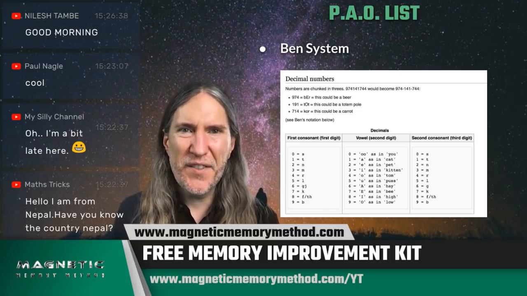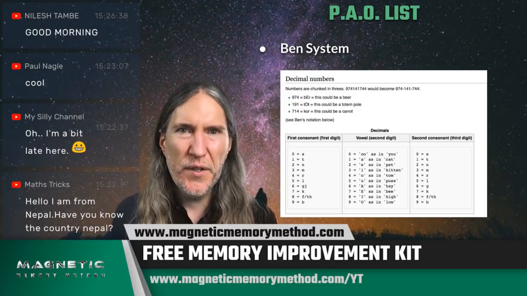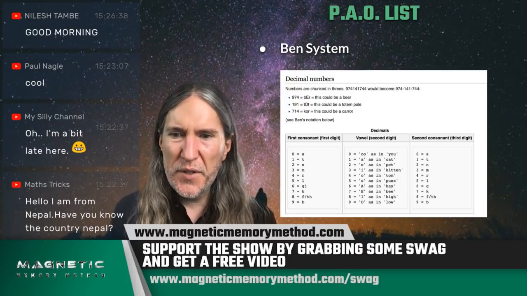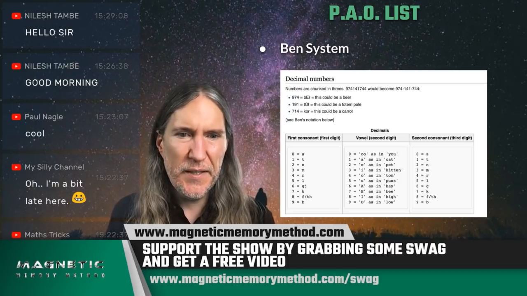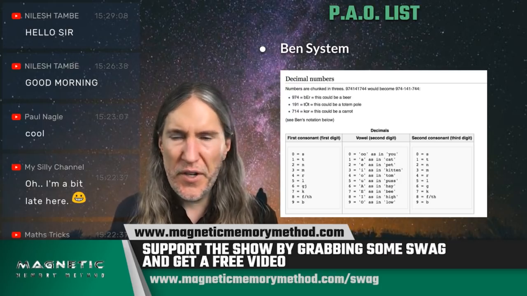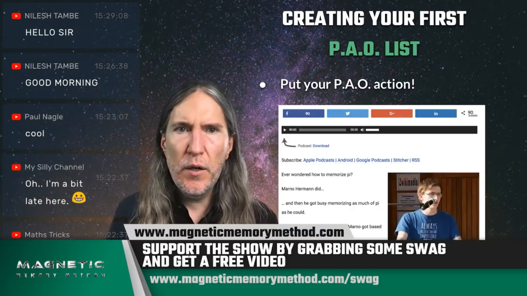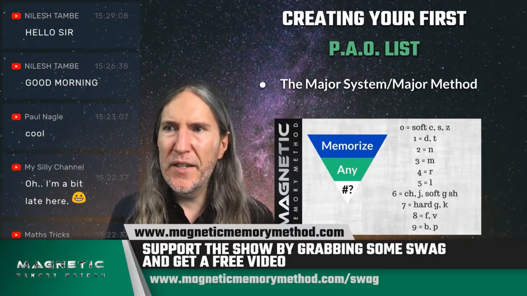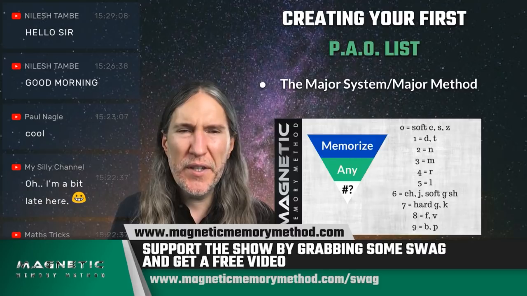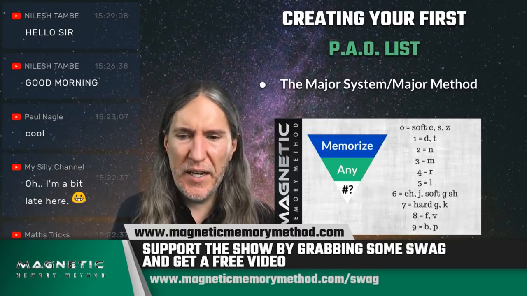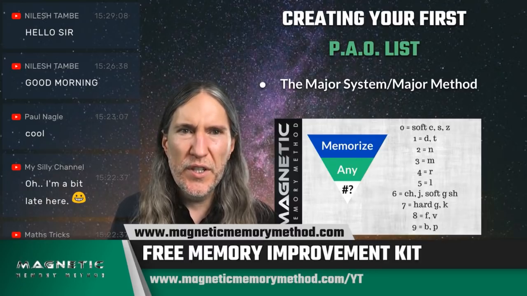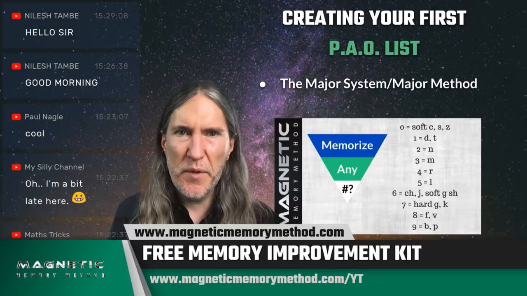There's lots and lots of different things. These are all in the competitive world, though. So my focus is really on just the major for everyday life. And so, why did it skip that page? There it is. So if you wanted to create your first PAO list, I highly recommend that you start learning the major system or the major method.